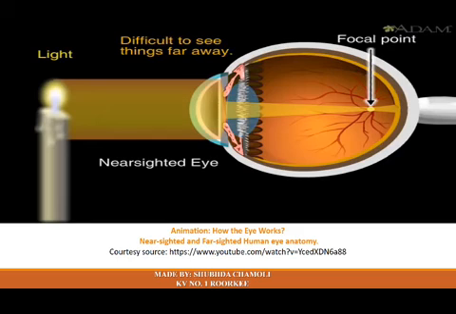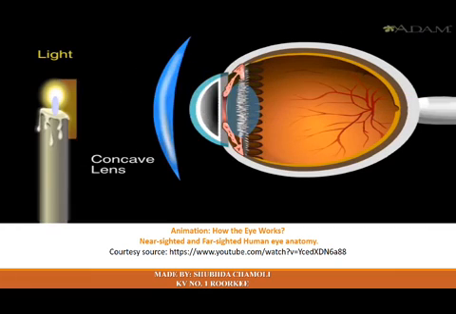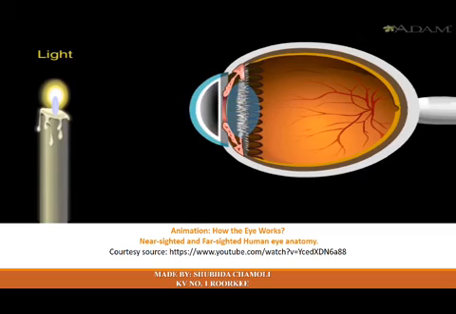A person with a long eye is said to be nearsighted. Glasses with concave lenses can correct nearsightedness. The lens widens the plane of light coming through the cornea. That pushes the focal point back onto the retina.